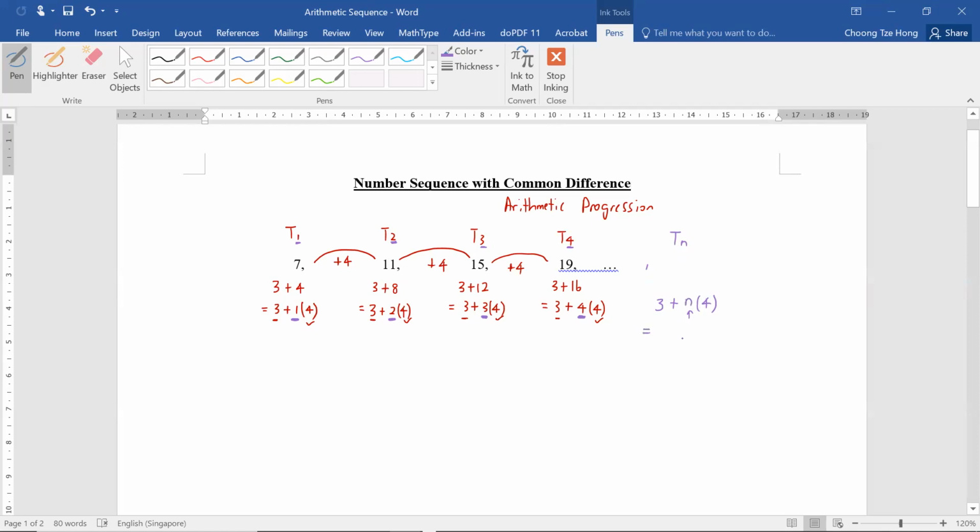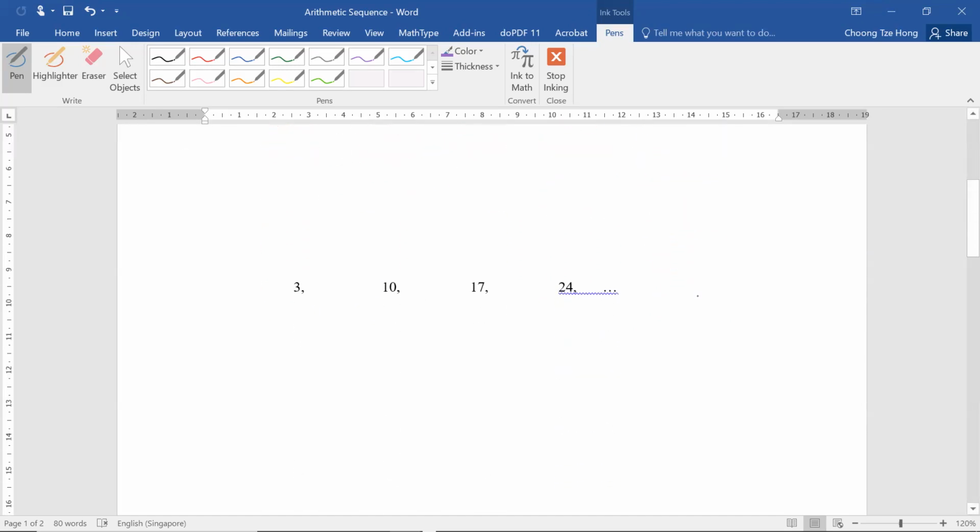Okay, so if we were to write it out in the usual way, it will be 3 plus 4n. And this will be the expression for the nth term already. So this is how you come up with the expression for the nth term, right? Let's practice this with one more sequence first, before I show you a very quick way to generate the expression for the nth term. So let's do another example.